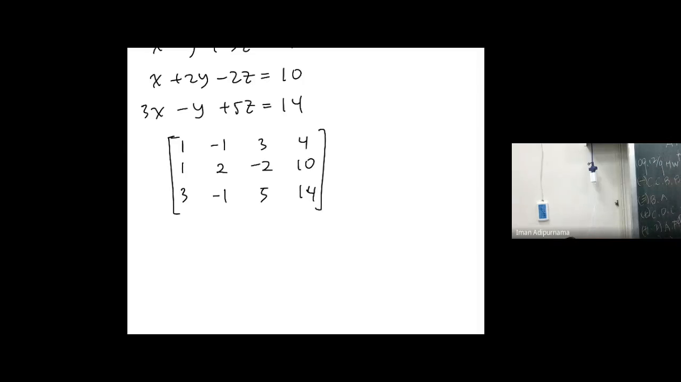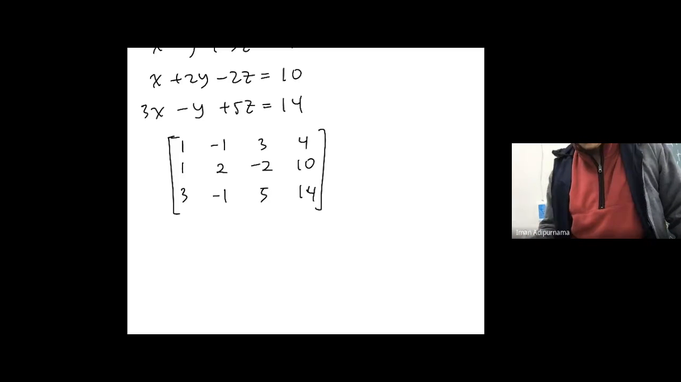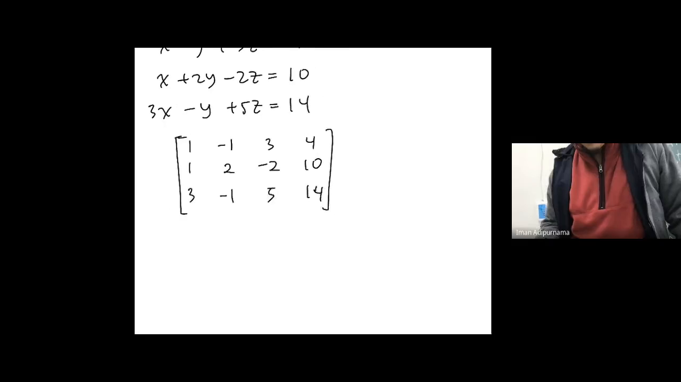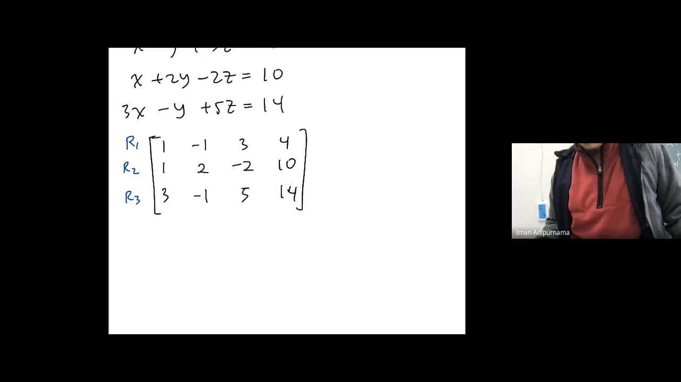Look at the first row and the second row. I will subtract the bottom one from the top one, or you can do the opposite. But I will do the top one, subtract the bottom one. So let me mark this as R1, R2, R3.